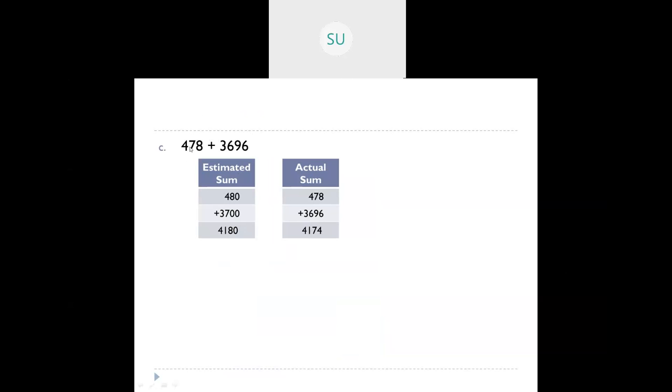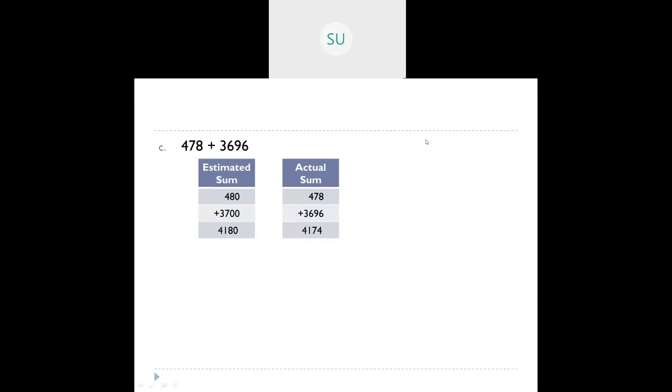So rounding off that to the nearest tens, 6 is greater than 5. So we'll add 1 to 9. So when you add 1 to 9, you'll get 10. Okay, so that becomes 10. We carry it over to 6, that is in the 100th place. So it becomes 3700. So when you add these two numbers, you'll get 4180. Okay, so to find the actual sum, you'll add the actual numbers and you get 4174. Okay, so you add and get 4174.